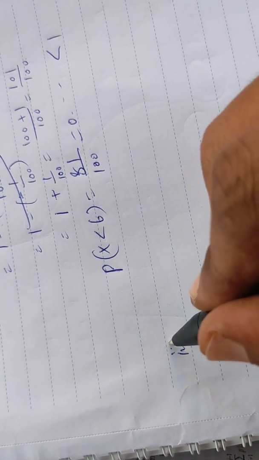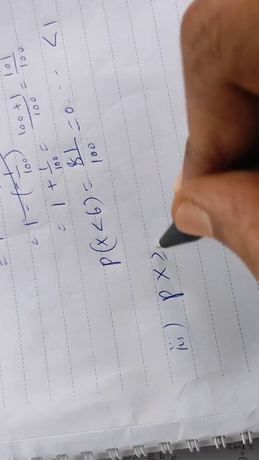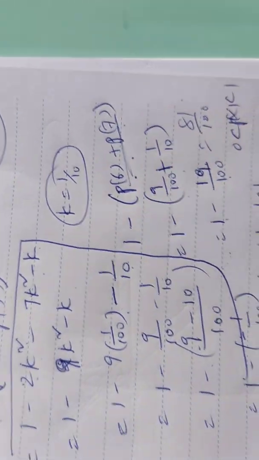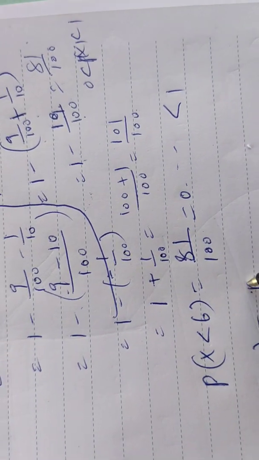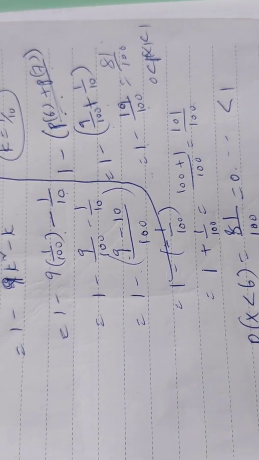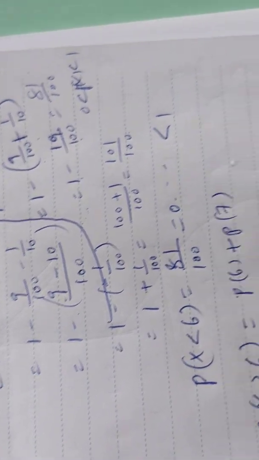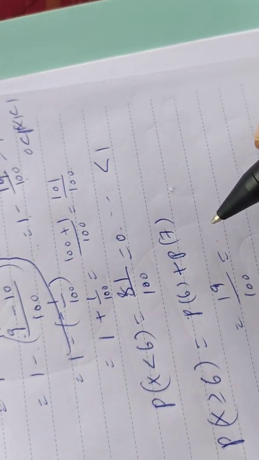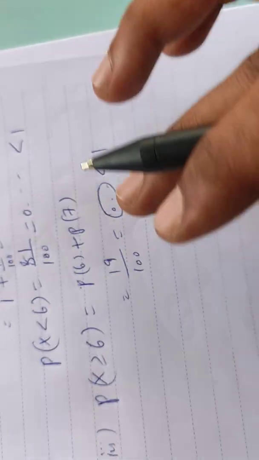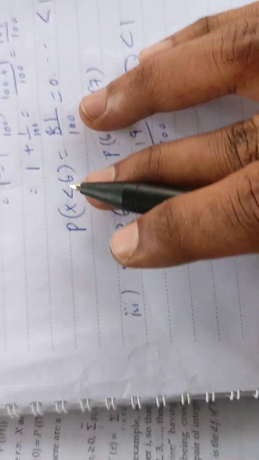Third problem. Probability of x greater than or equal to 6, which is only this part. Take probability of 6 and probability of 7. You will get probability of 6 plus probability of 7, so 19 divided by 100. So here also you will get 0 point something, which is less than 1. Okay, third problem is over.